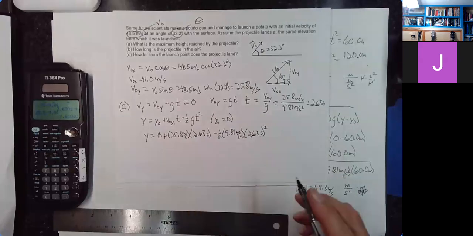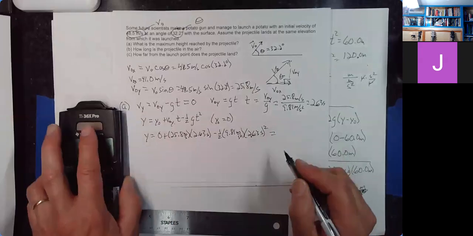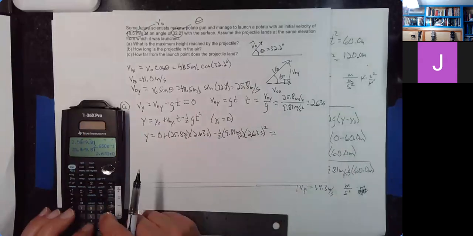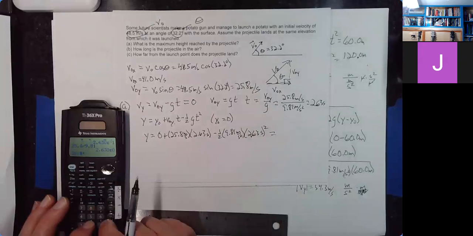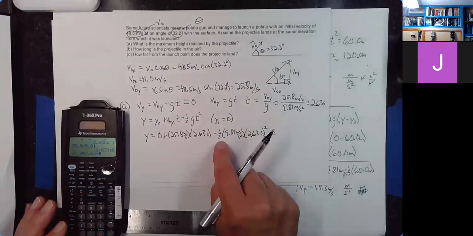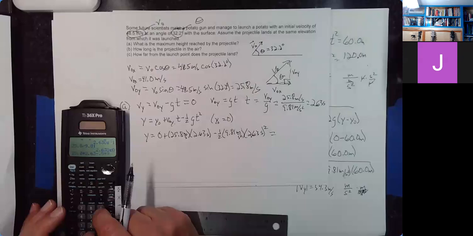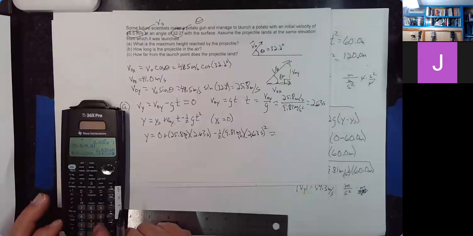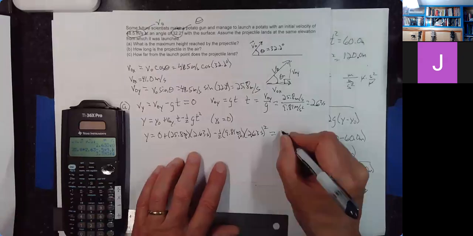And just plug that into my calculator. I can figure out y max. And then I'll show you another way to do this. So 25.8 times 2.63 minus 0.5 for the 1/2 times 9.81 times 2.63 squared. And I get 33.9.